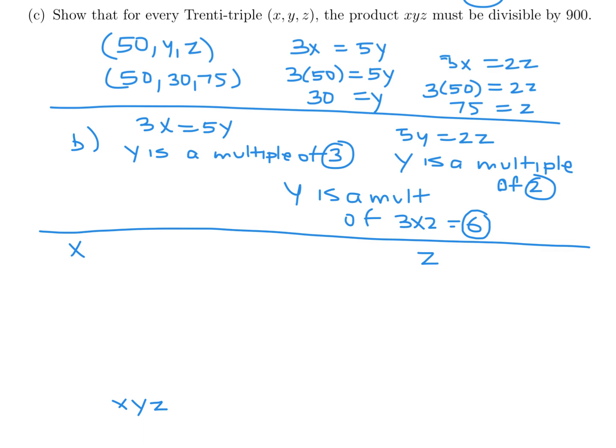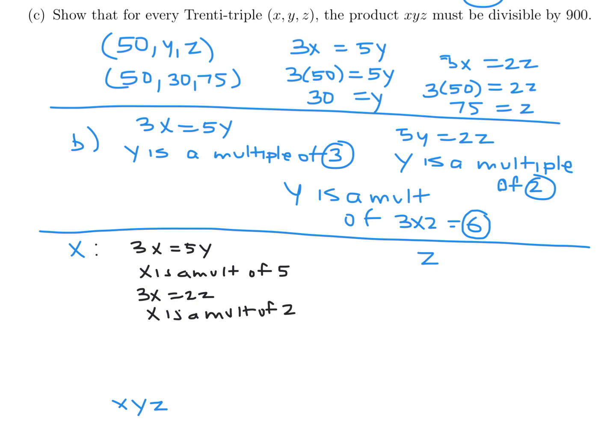From our equation, we know that 3x is equal to 5y. So that means that x is a multiple of 5, right? And similarly, 3x is equal to 2z. So x is a multiple of 2. Combining 2 and 5, we get that x is a multiple of 10.